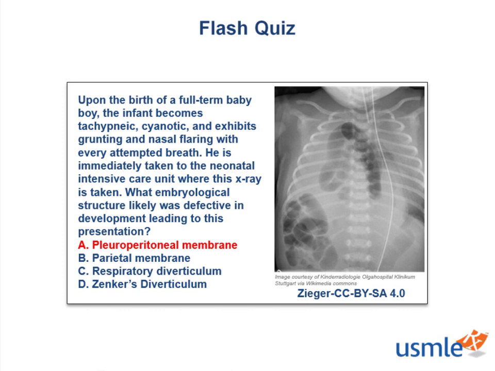All of this occurred due to a defect in the diaphragm, the lid that separates the abdominal cavity from the chest cavity, from a defect in the embryonic structure called the pleuroperitoneal membrane. Its name gives away the answer because pleural means pleural space, where the lungs are, and peritoneal refers to the abdominal cavity where the gastrointestinal tract is present. Hence, the membrane separating the two is defective. The pleuroperitoneal membrane is defective.